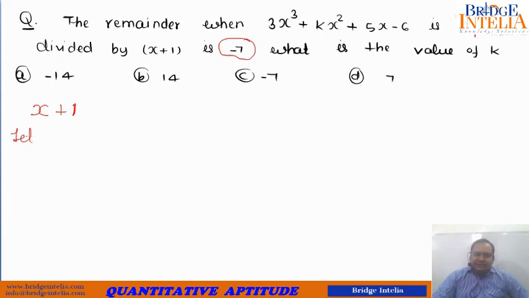So let x plus 1 be equal to 0. So from here you can see, let x be equal to minus 1. So if you replace x with minus 1 in the given expression, you should get minus 7 as the answer. So that is the concept. So now let's replace x with minus 1 in the expression.